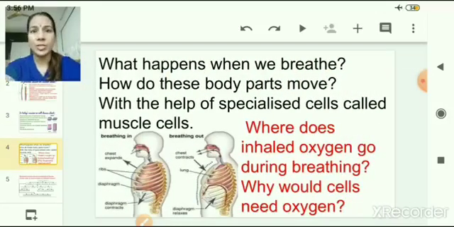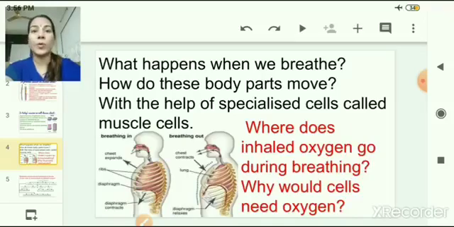I will start the session with a very basic question. Children, what happens when we breathe? There is some movement which takes place in our body. Physically, if you want to observe whether the breathing process is occurring or not, how will you observe? The answer is very simple, just by looking at the movement of the chest. If the chest is moving, we can have some idea that yes, the breathing process is going on. So how do these body parts move? These body parts move with the help of specialized cells which are called muscles.